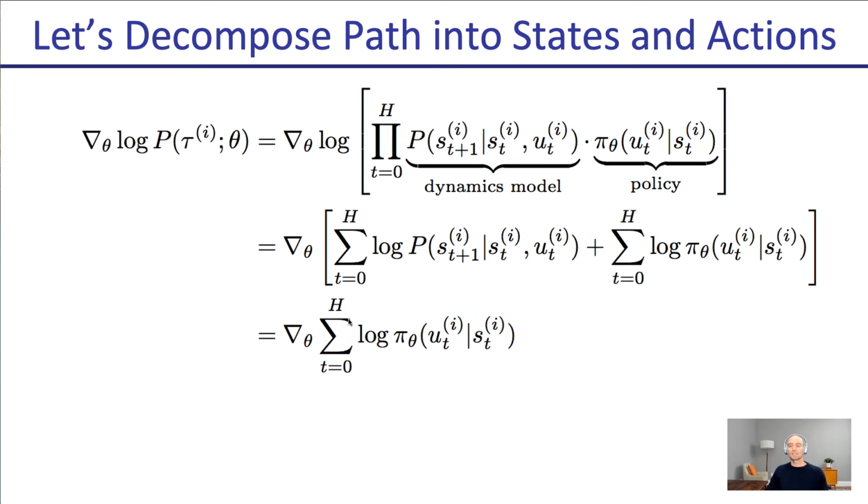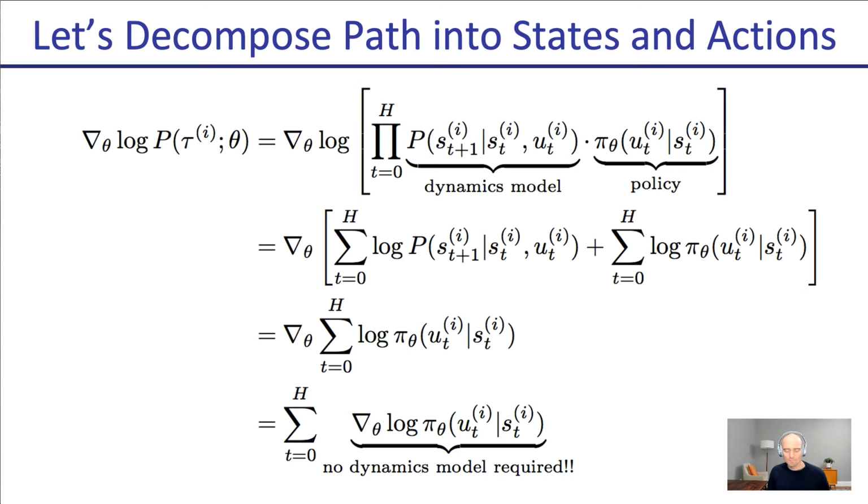Now, what happened here? Well, I could drop this first one because there's no theta in it. So nothing in this first term will have a gradient contribution. We're just left with this second term here. So we have grad log of pi theta, the probability the policy assigns to the action taken given the current state. And so what's very interesting here is that no dynamics model is required. All we need is looking at the policy pi theta.